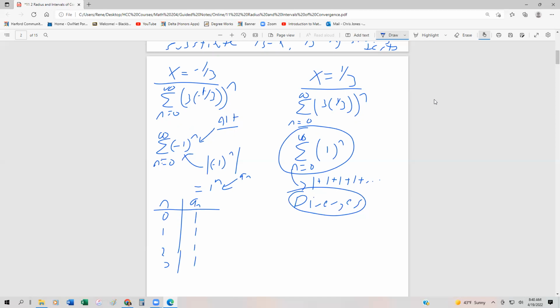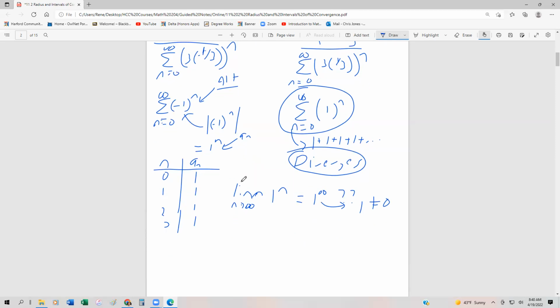But also if I took the limit as n approaches infinity of 1 to the n, well, that's going to be 1 to the infinity, which we don't know what it is. Or essentially, it's just going to be 1, because 1 to any power is 1 anyway, which is not going to be equal to 0. So clearly, by both cases, this part diverges as well.